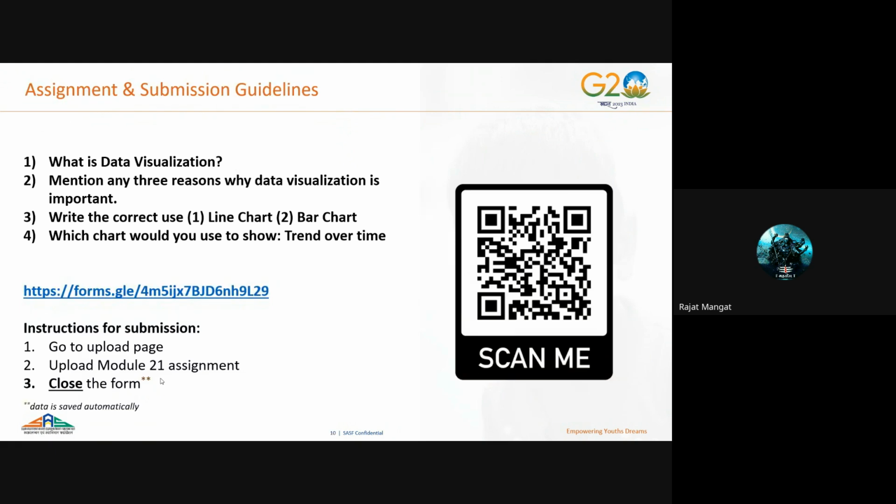So today's session was short because it was all theory based, but later on we will go to practical sessions. Today is basically to make you aware of what data visualization actually means, how many types of charts there are, how they behave, and how they work.